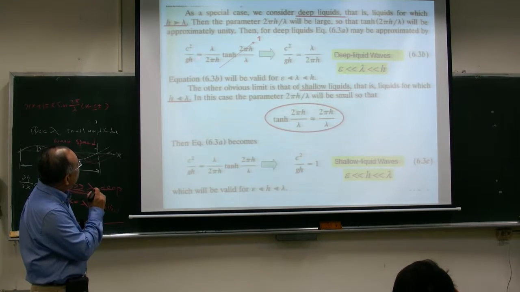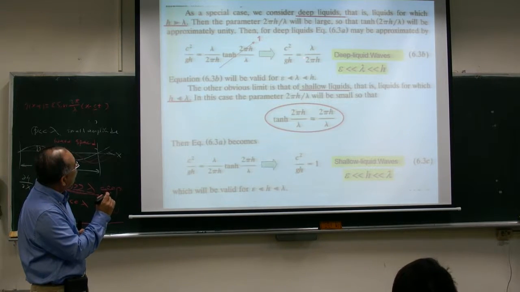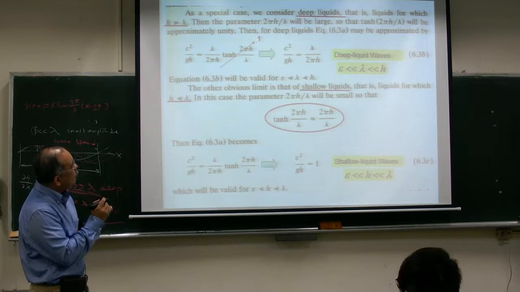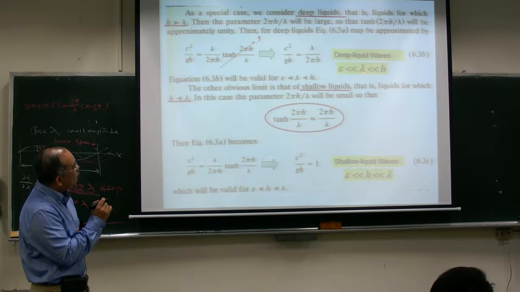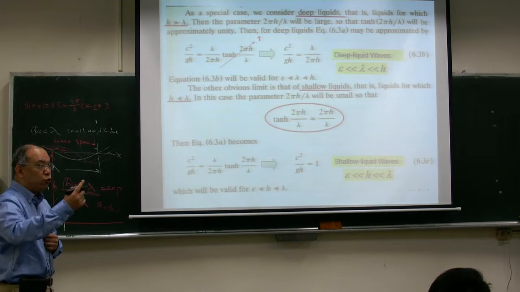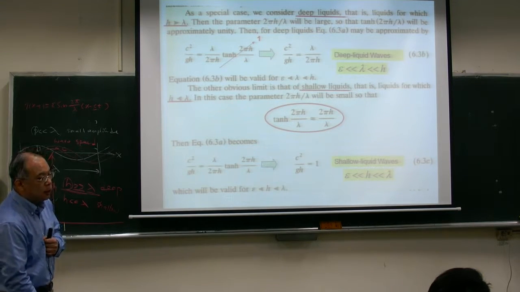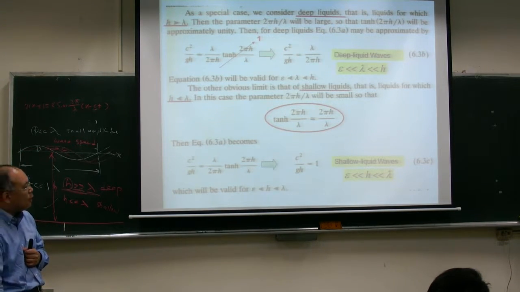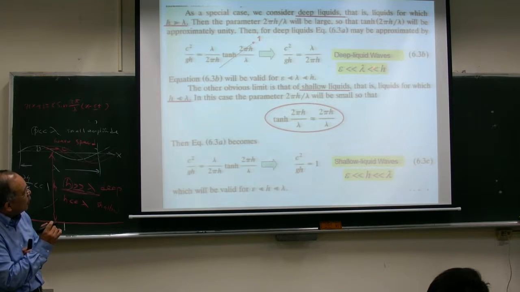Okay, so our dispersion relation reduced to what? C squared over gh equals lambda over 2 pi h. So this is the deep liquid wave. We have h much greater than lambda, and lambda much greater than epsilon, where epsilon is the amplitude. We also assume small amplitude, since we linearized the boundary condition by the small amplitude assumption. Here we also impose additional conditions: deep liquid wave, h much greater than lambda, so we can simplify our dispersion relation into this.